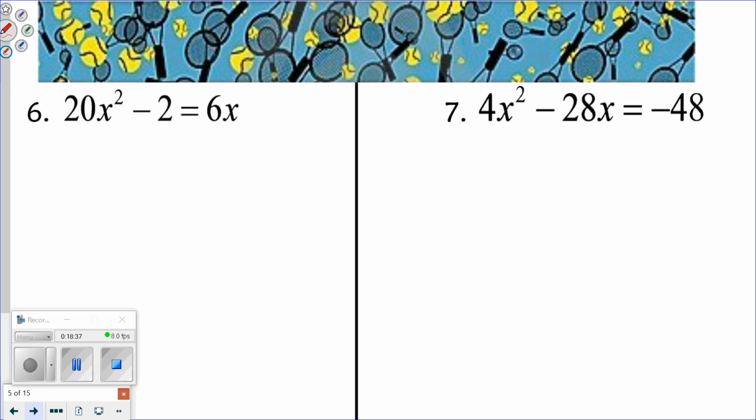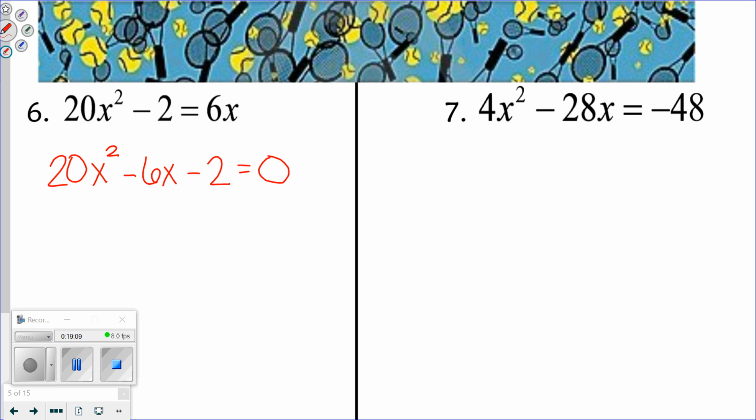All right, what about number 6? What do you want to do first there? Good, I want to make it equal to 0. So my x squared is positive, so I don't want to move that. So I'm going to move the 6x over. Where does the 6x go when I move it? Good. It's going to go in between. So that comes over as minus 6x, and I still have the -2 there. But be careful. They need to make sure they're in the right order. Your x squared, then your x, then your number.